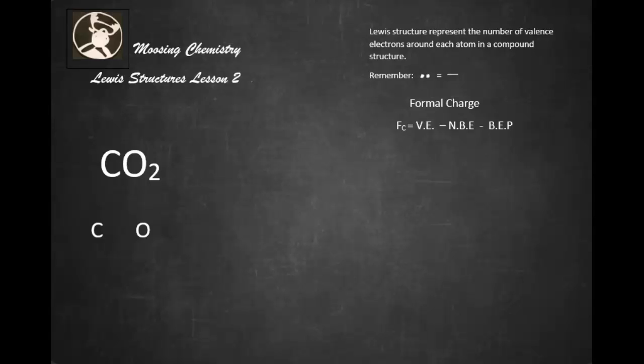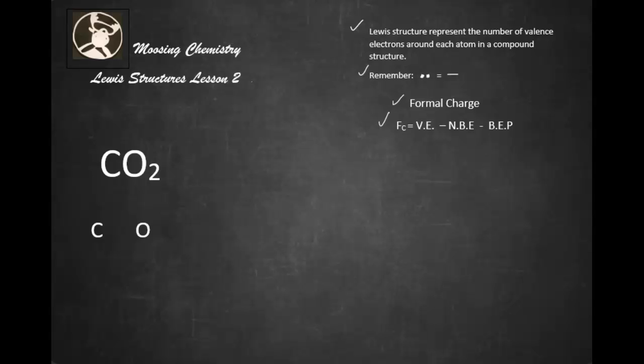Lewis structures represent the number of valence electrons around each atom in a compound structure. Remember that 2 dots equals a dash. We're also going to be using something called formal charge. Formal charge is valence electrons minus non-bonding electrons minus bonding electron pairs.